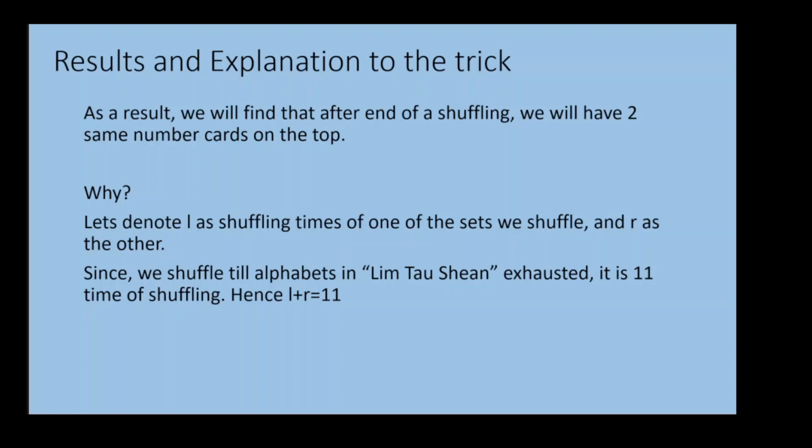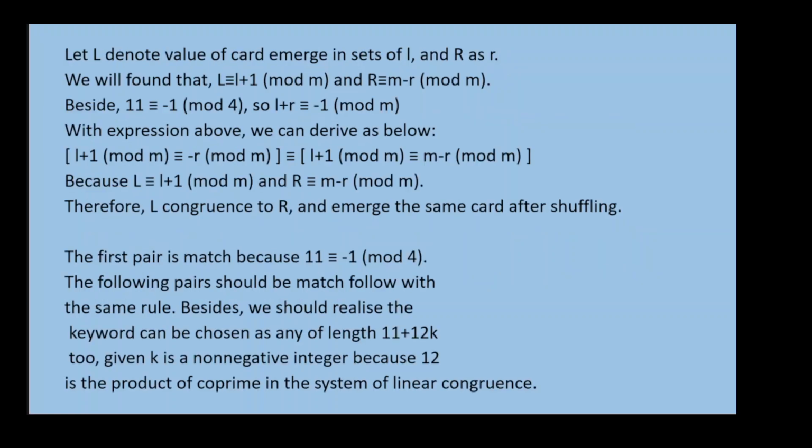Since we shuffle until all the alphabets in Lim Tao Shen are exhausted, it's 11 times of shuffling. Hence, L plus R is equal to 11. Let big L denote the value of the card that emerges in the set of L and big R the one in the set of R. We will find that big L is congruent to L plus 1 mod M and big R is congruent to M minus R mod M. Besides, 11 is congruent to -1 mod 4, so L plus R is congruent to -1 mod M.